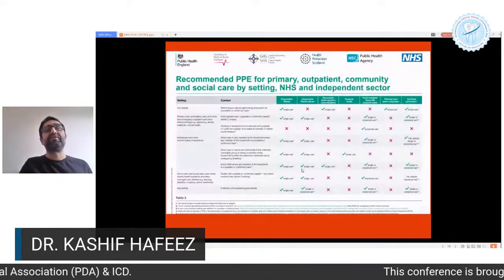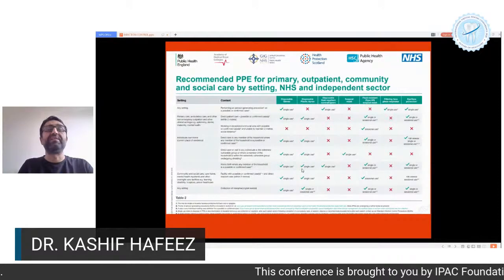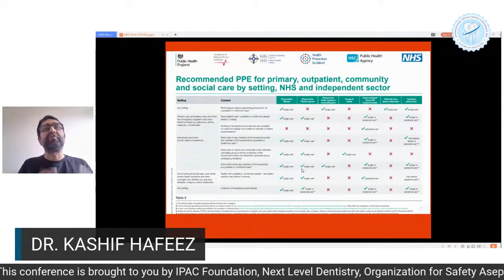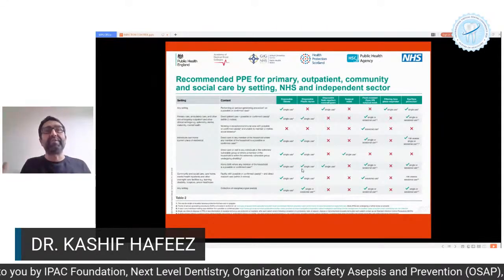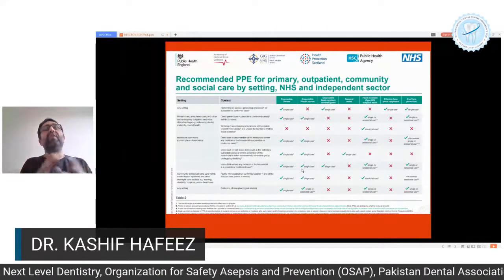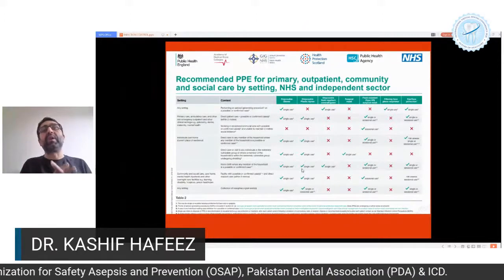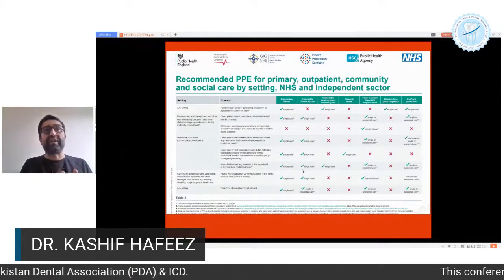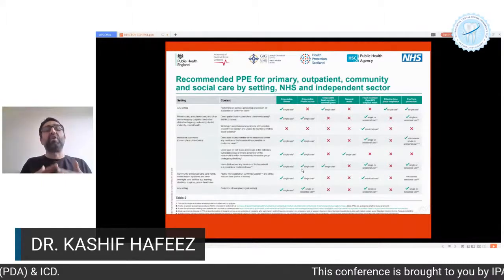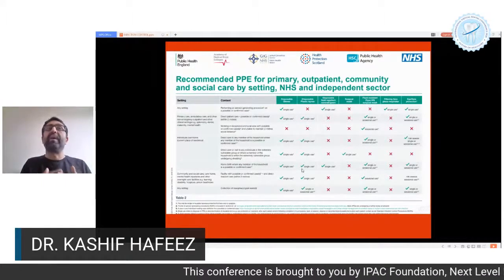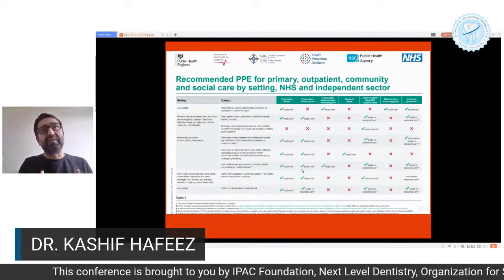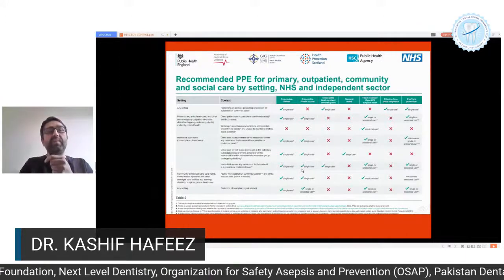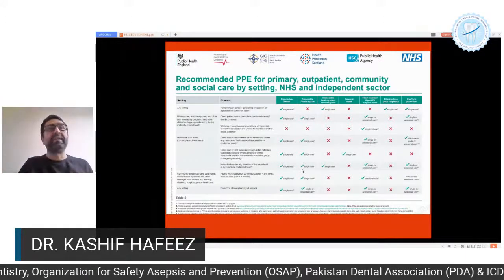Now with COVID-19, I'm just going to whiz through these slides, because you must have seen these pictures 100 times. You should be very much aware, and your staff should be very much aware, of what kind of PPE they will require to work. They should be very much trained. They should be very much clear. And if you as practice owners cannot provide them PPE, then you should be answerable. They should question you that this is the standard protocol, why am I not given the proper PPE.